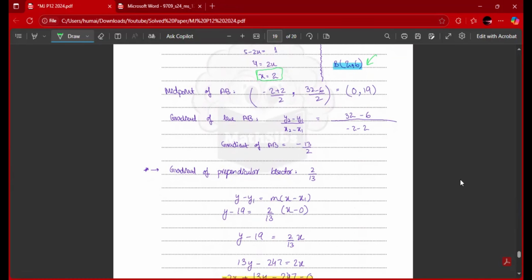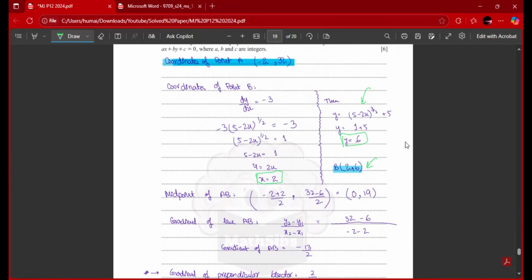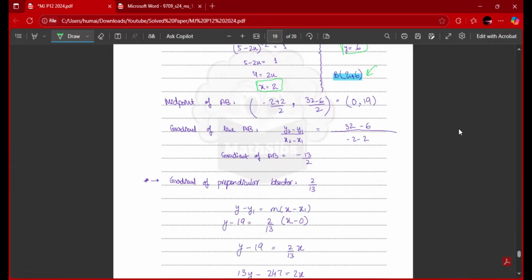Okay, so let me show you how we find the midpoint. We have point A as -2 and 32. We have point B as 2, 6. Well, the midpoint between two points is the x values both added divided by 2, and similarly the y values added, all over 2. This is my midpoint, okay? So we found the midpoint using this lovely formula. I don't think this formula is in MF19, okay? But it's an easy formula, you can remember it. Okay, so we found the midpoint as 0, 19.